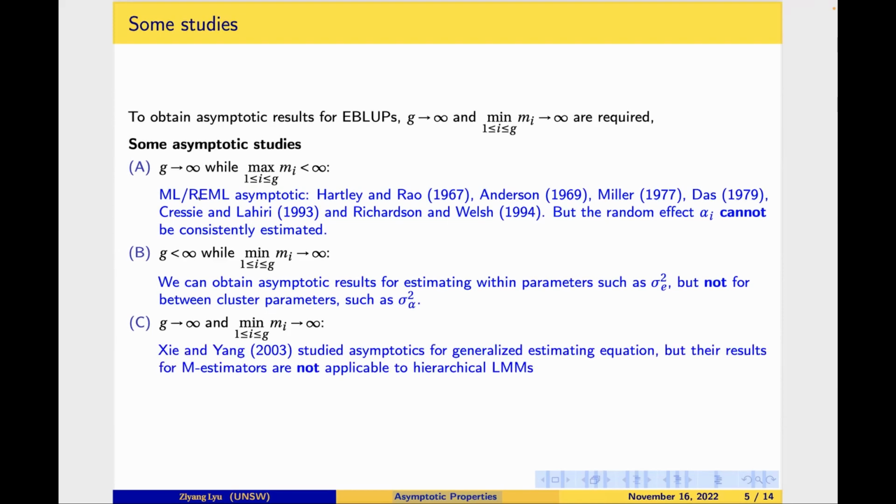Xie and Yang 2003 studied asymptotics for the generalized estimating equations, but their results are for M estimation and are not applied to the hierarchical linear mixed effect model. So it does not work for the nested error regression model. And so far there are no results for the asymptotic distributions for the EBLUPs.